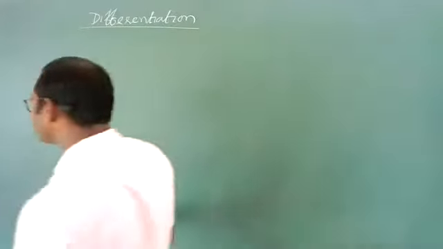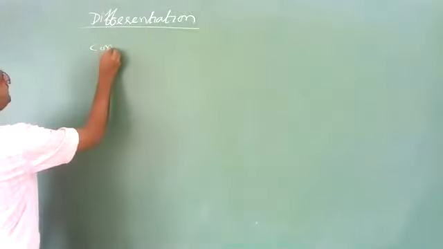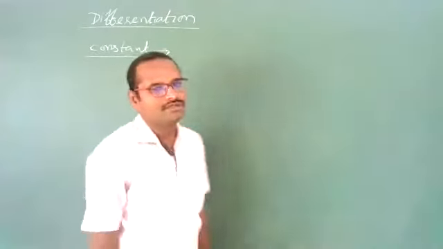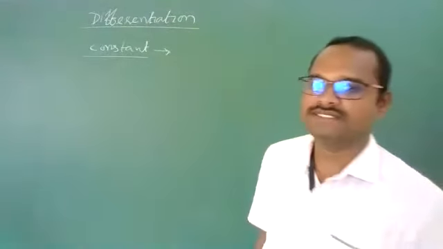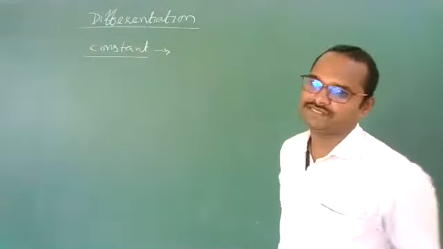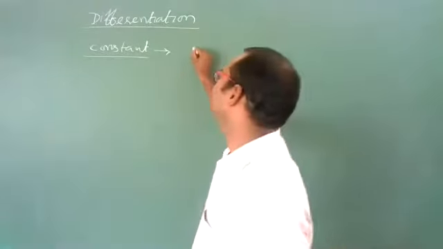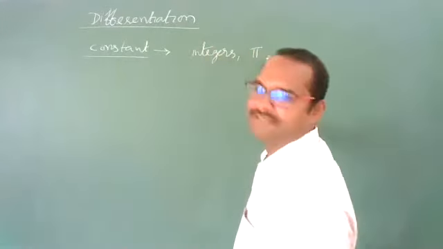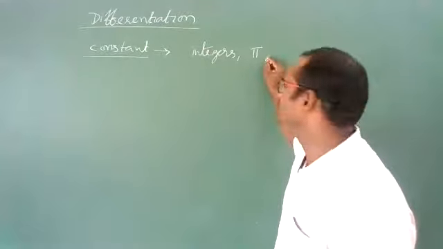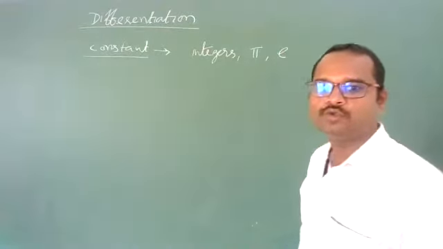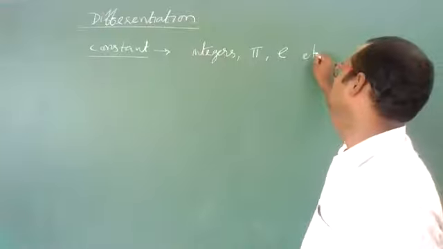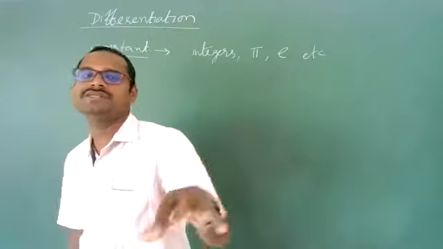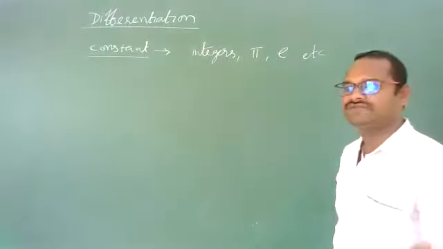First, what is a constant? Constant means any quantity which has a fixed value, that we call a constant. All integers, pi 3.14, e value 2.718, all these things are constants. Clear? They will have one fixed value. Their value does not change due to any other factor.